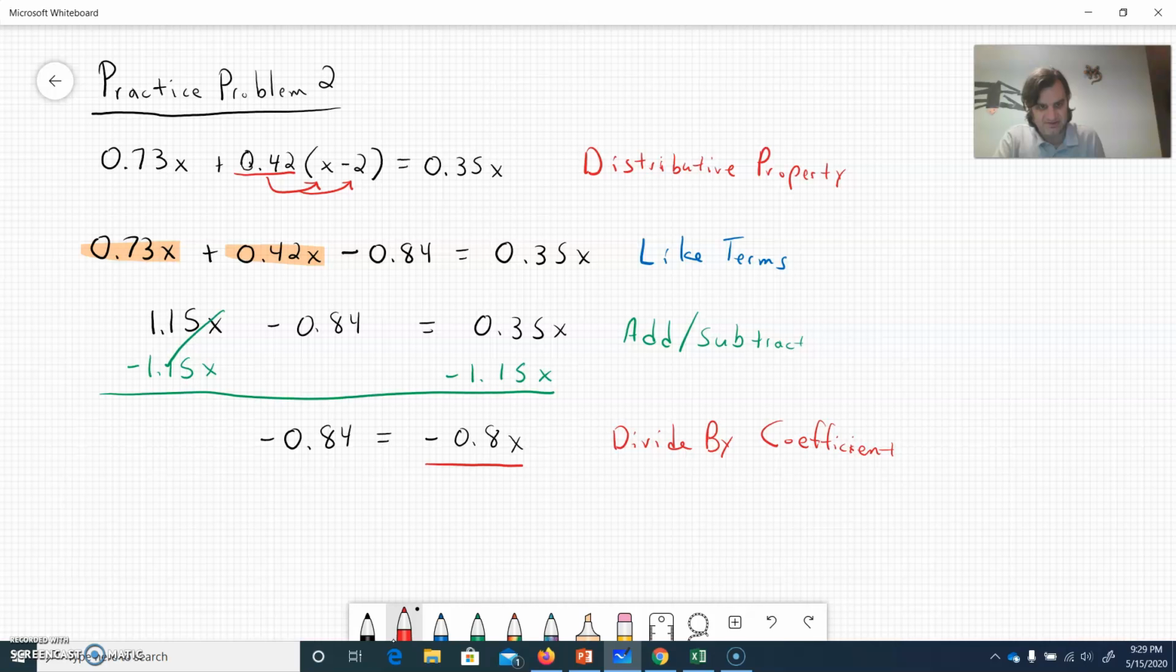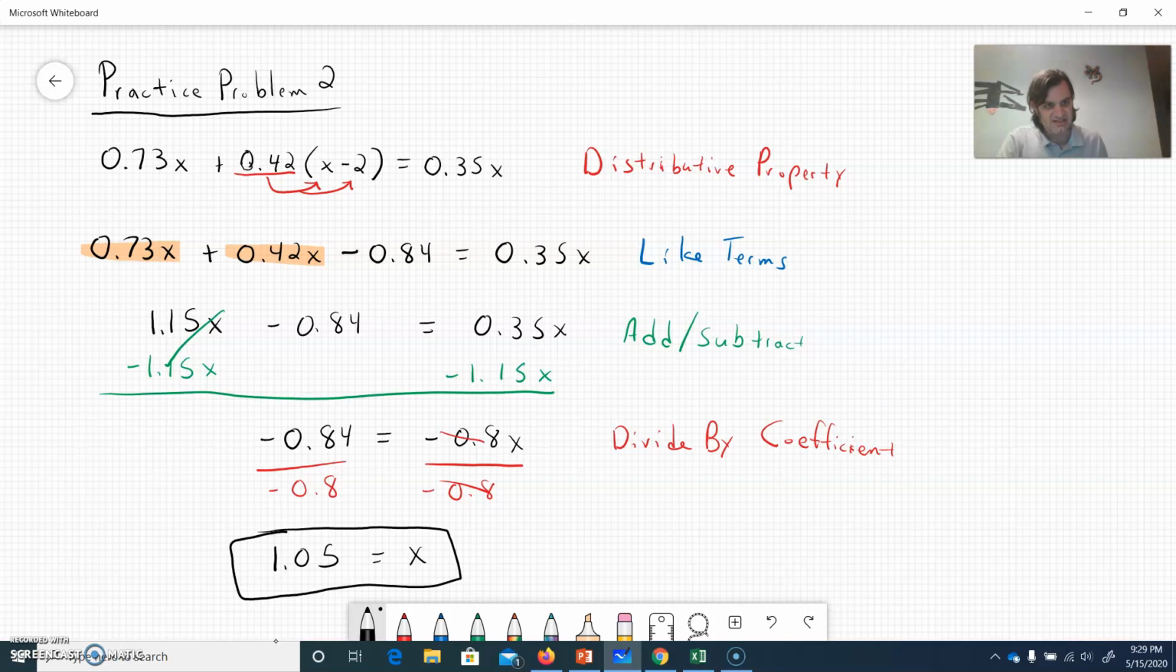So I'm going to divide both sides by negative 0.8. So it cancels out on the right, and my negatives will cancel out on the left. But definitely I'm going to have x equal. So I'm going to have my final answer. So 0.84 divided by 0.8 gives me 1.05. And there's many different things I could change as far as getting to this answer, but that's one way we go through our steps.